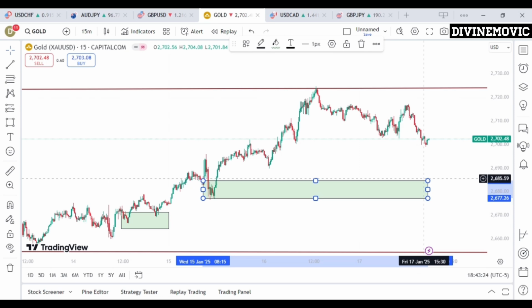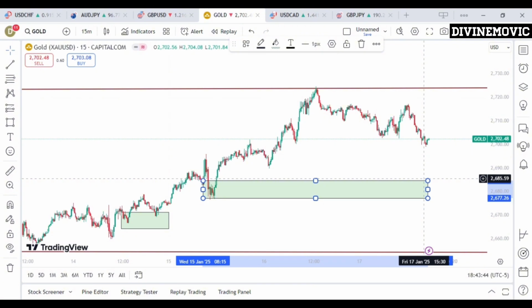Now, before we buy from this zone, we want to also confirm if there's liquidity to hold this zone, because once we identify a supply or demand zone, in this case a demand zone, there has to be liquidity that will enable this particular zone to hold. And if there's an absence of liquidity, that means it will not hold.